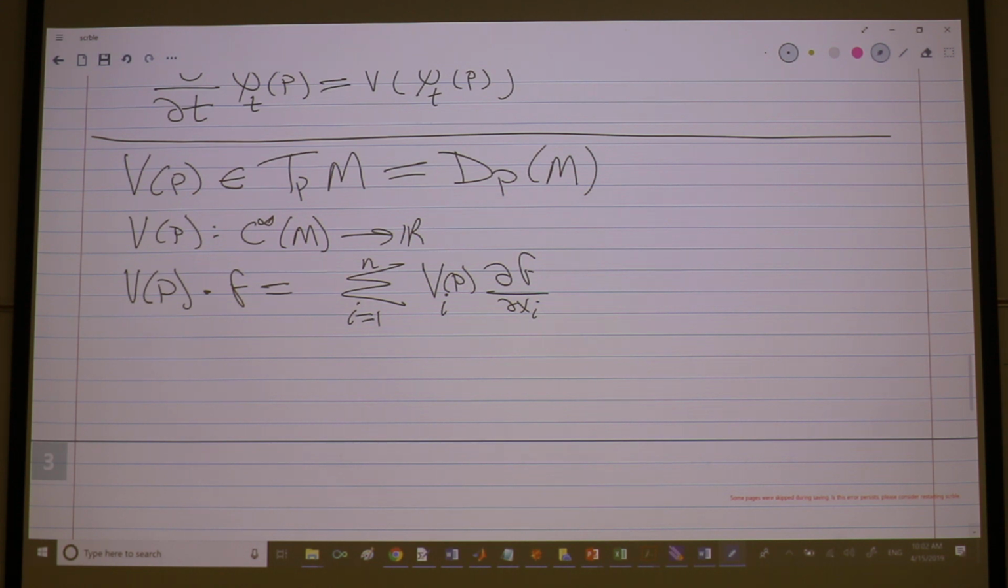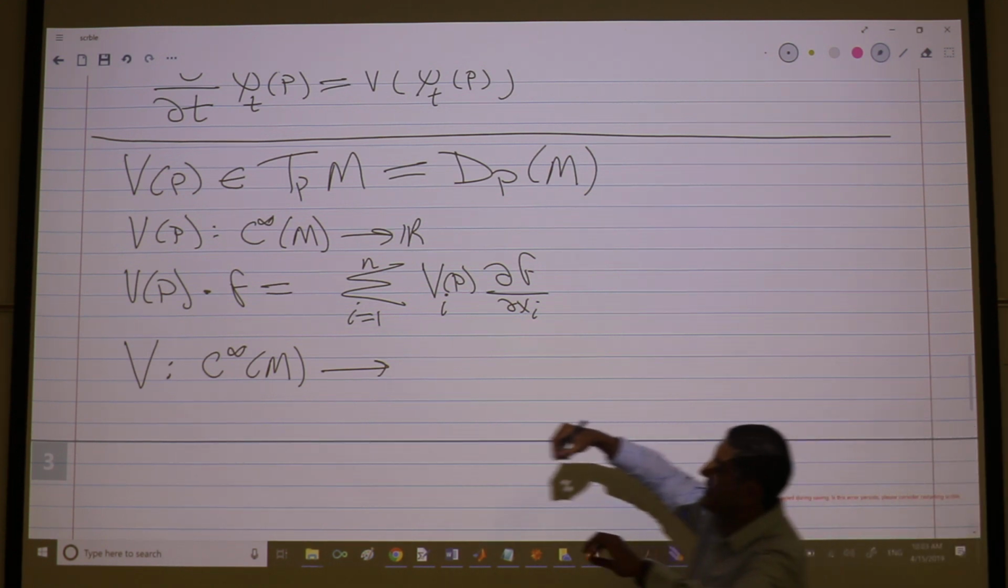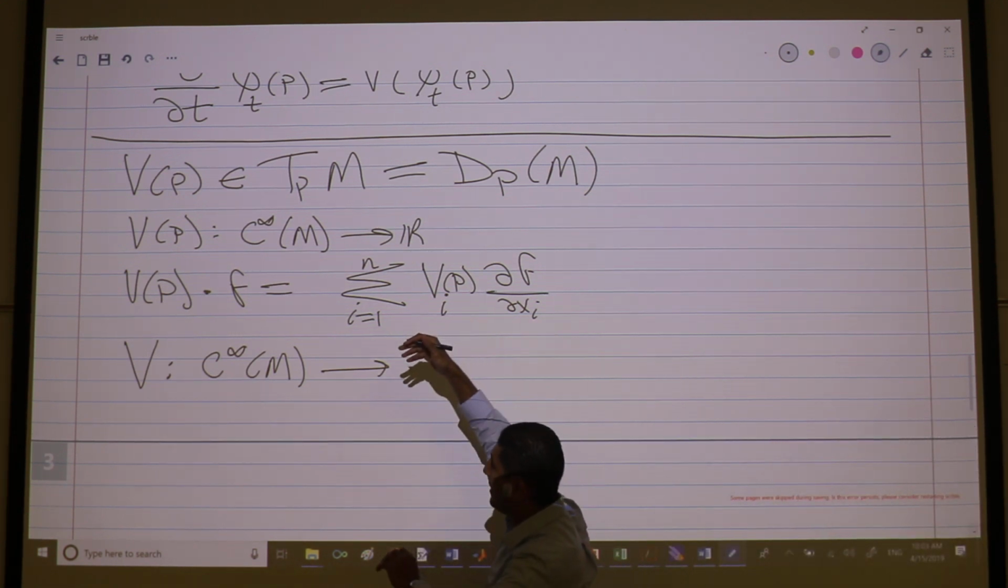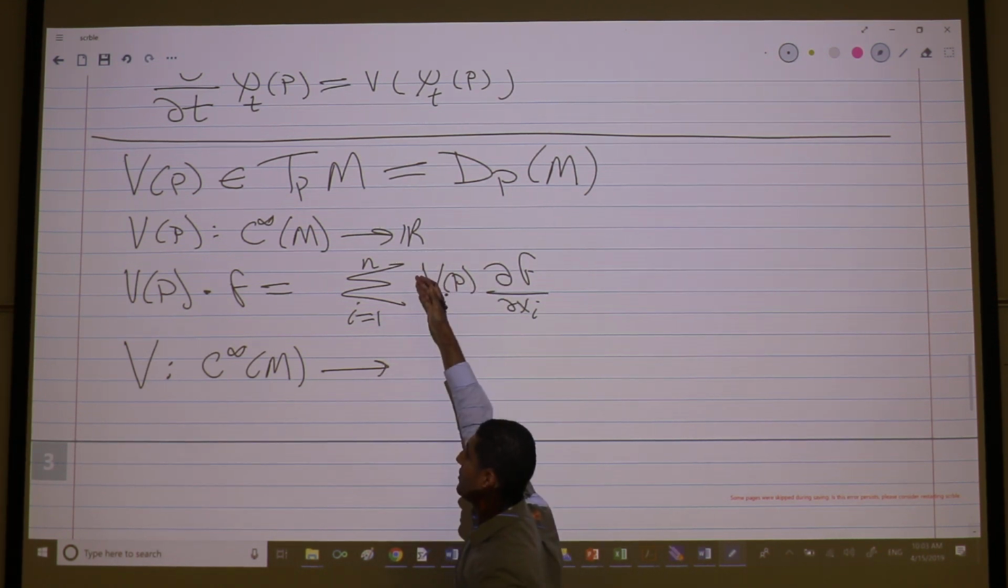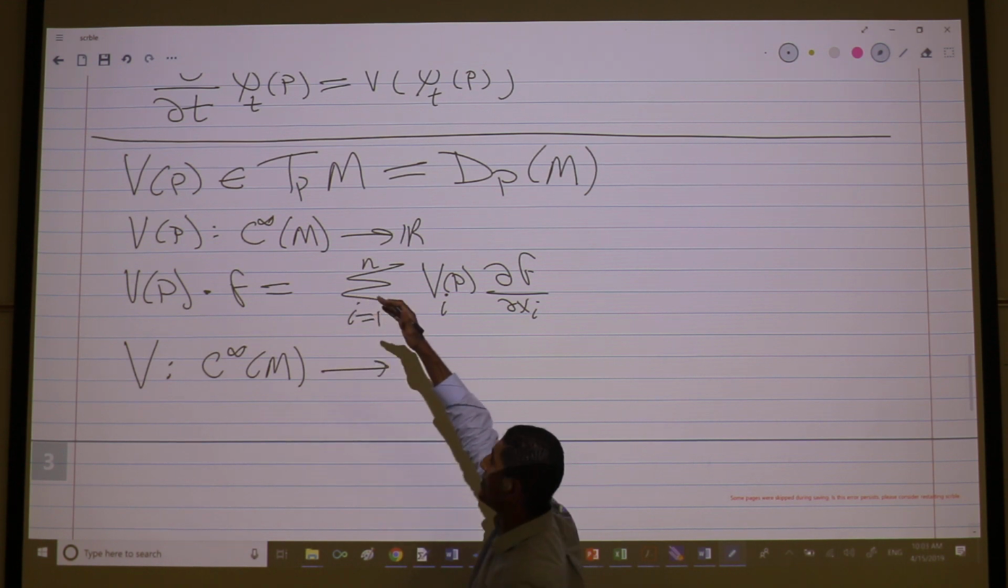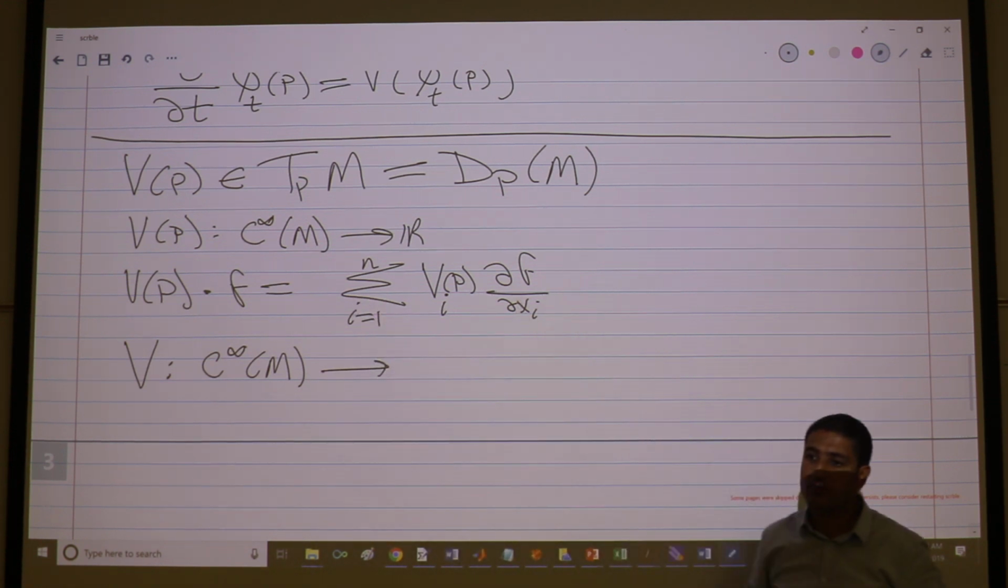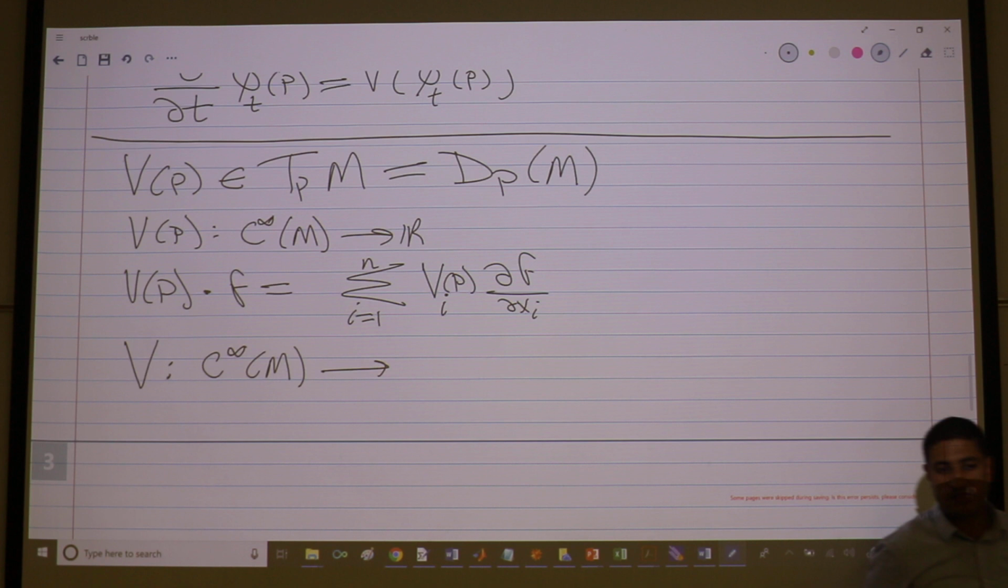Any question about that? So now what about V itself, not evaluated at a point? It takes a C infinity function and gives you what? At any point, I give you a real number. So for all these points, I'm giving you real numbers. What does this represent? It takes a C infinity function and gives you a C infinity function.